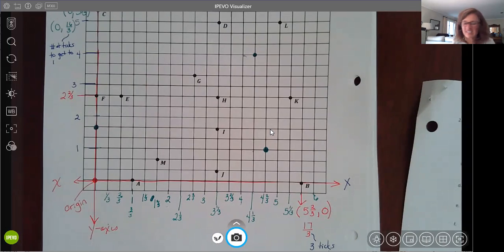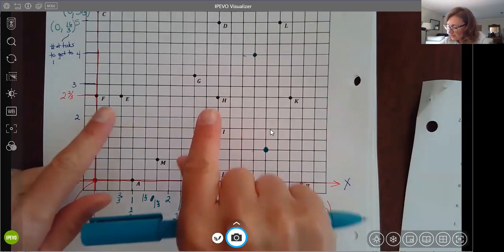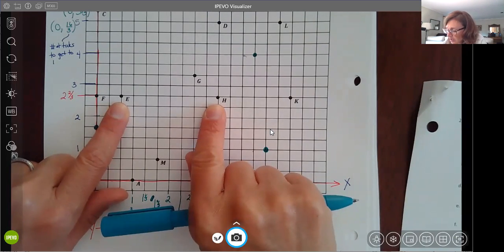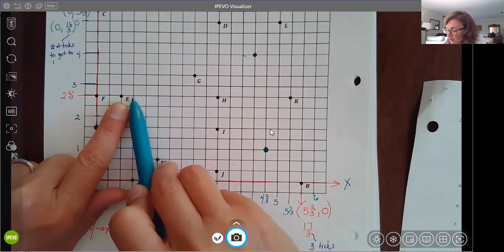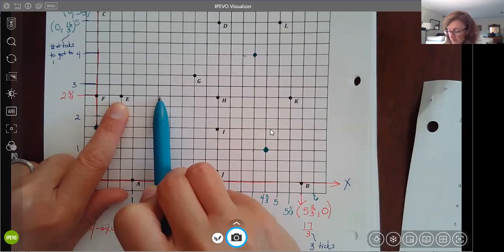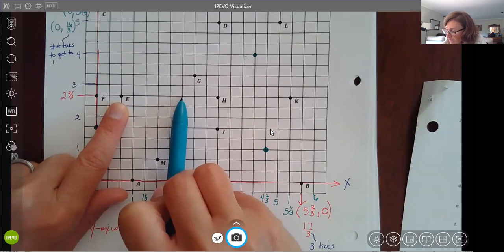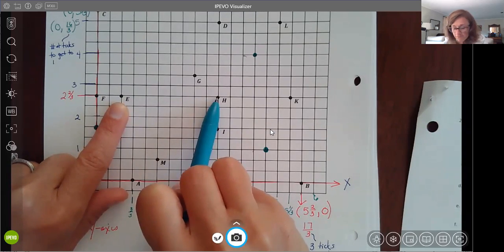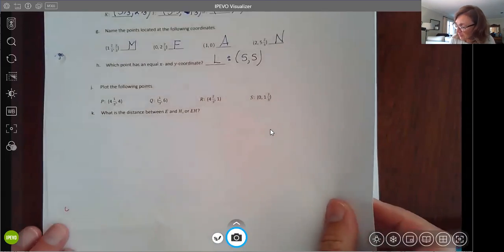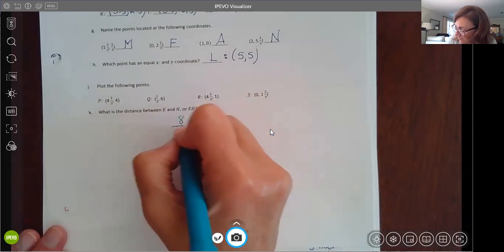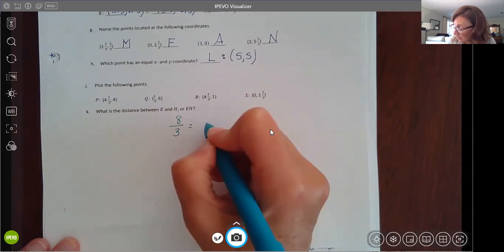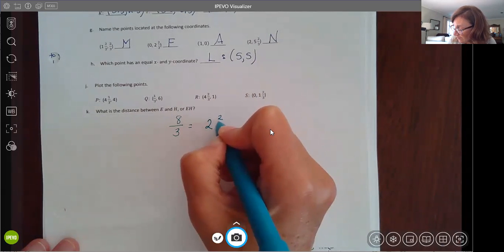And they said, what's the distance between E and H? So remember, every tick mark is worth 1/3. So there's 1/3, 2/3, 3/3, 4/3, 5/3, 6/3, 7/3, 8/3. So the distance between E and H is 8/3. Or if you want to do that on your calculator and you want to put it as a mixed number, you'll have 2 2/3.